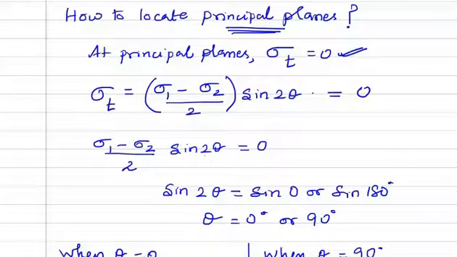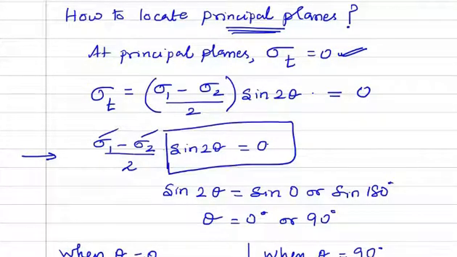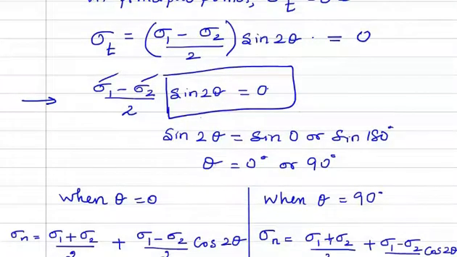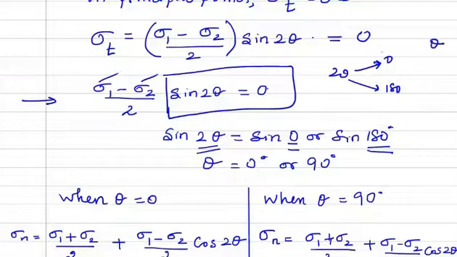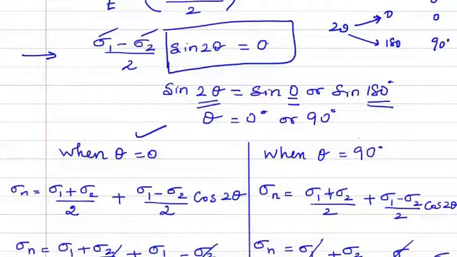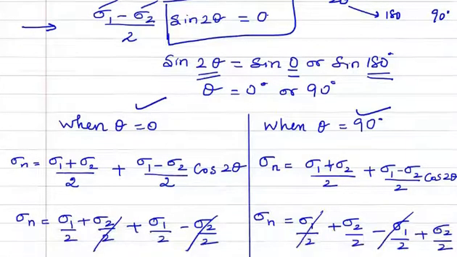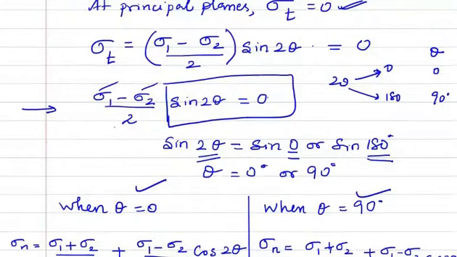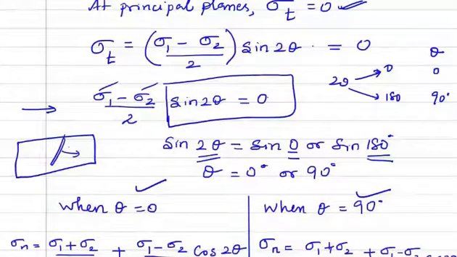So in this step, you have to equate the tangential stress to 0. The values of sigma 1 and sigma 2 can't be 0, so the only possibility is that sine 2 theta becomes 0. When sine 2 theta is equal to 0, 2 theta is equal to 0 degree or 180 degree. If 2 theta is equal to 0 or 180 degree, what is the value of theta? 0 by 2 is 0, and 180 by 2 is 90 degree. So when theta is equal to 0 and when theta is equal to 90 degree, you will get the principal plane. Substitute theta is equal to 0. If there is a body like this, normal stress will be acting and tangential stress will be acting.